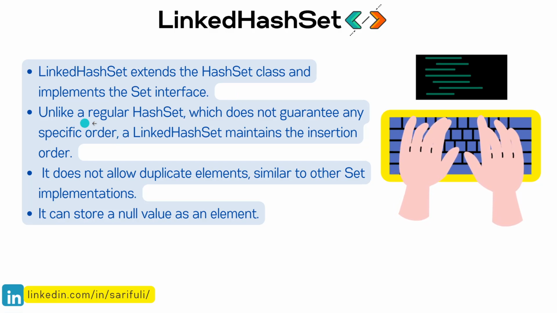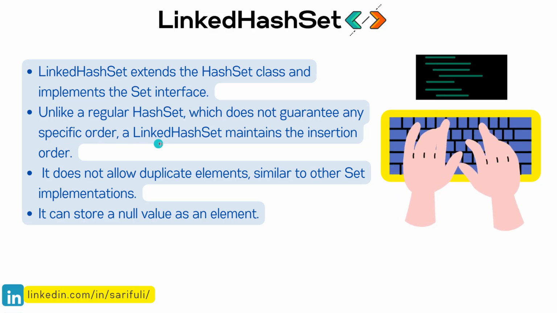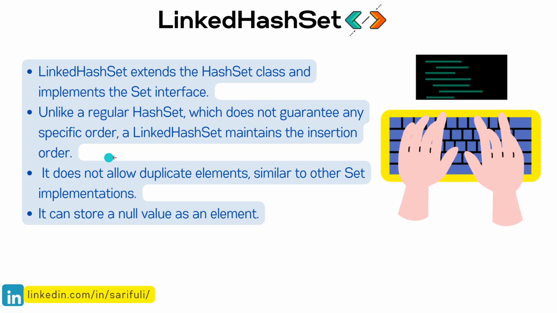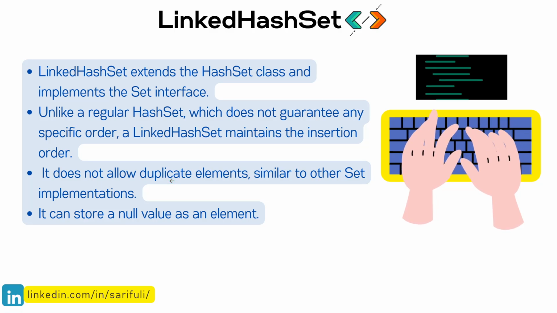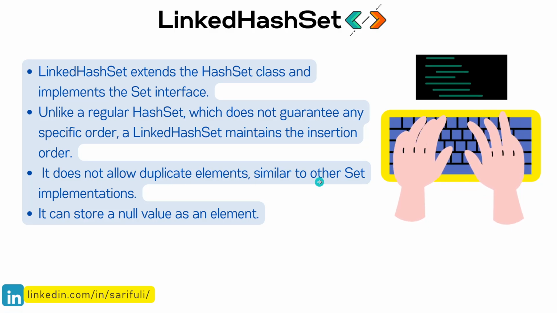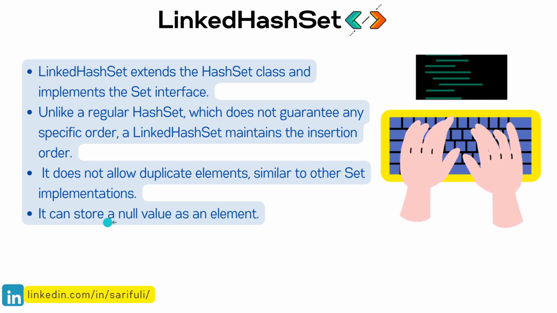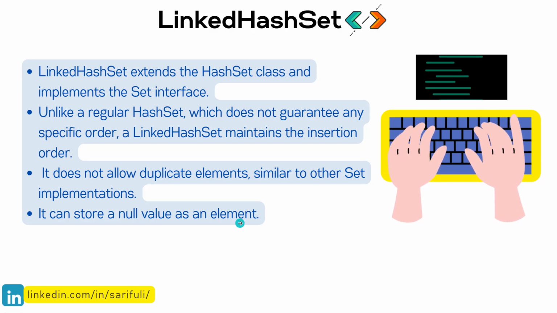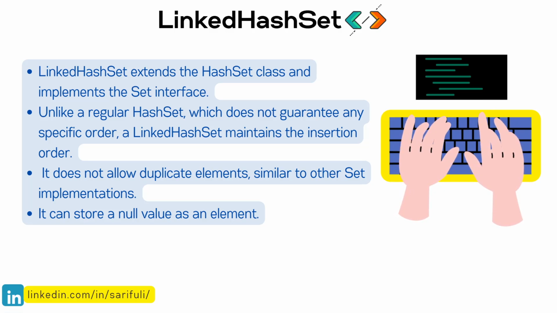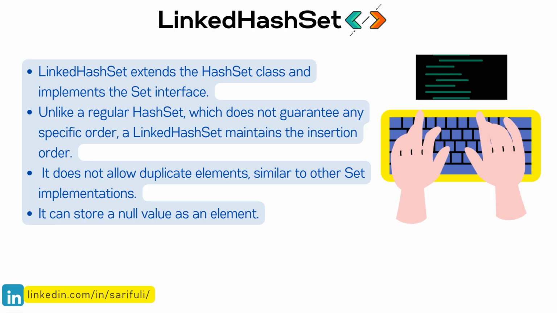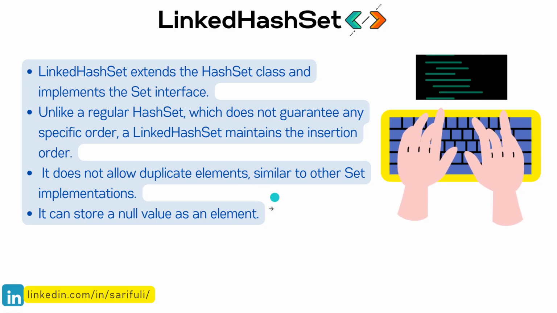As I said, unlike a regular HashSet, which does not guarantee any specific order, LinkedHashSet maintains the insertion order. It does not allow duplicate elements. I already explained that part too. It's similar to the Set implementation. It can store a null value as an element. If it's used in a multi-thread environment, it should be externally synchronized. It means it's not synchronized, okay?